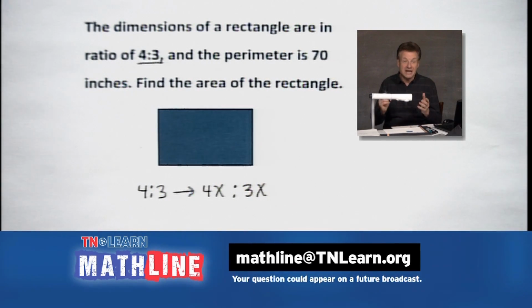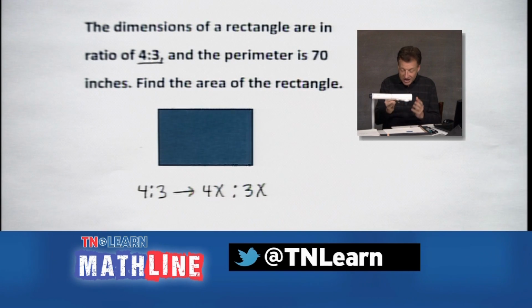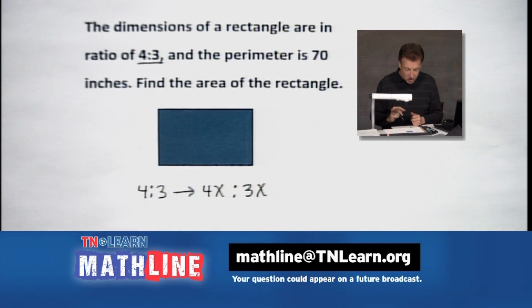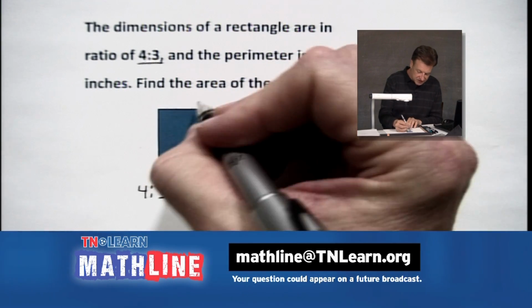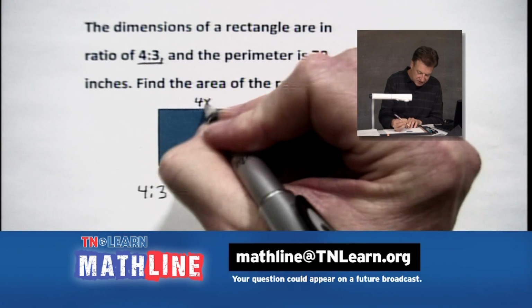I could have put n, or I could have put y. It's a variable. It just replaces a number that we're going to figure out. We're going to find it. So you say, Ernie, what does that mean? Since that side is a little bit longer, let's call that 4x.